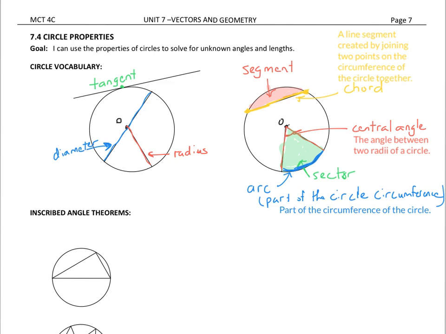Now we're going to actually start with the theorems that we're going to be talking about. And one of the things we need to talk about are inscribed angle theorems. There are three different inscribed angle theorems we're looking at, but first we're going to define what an inscribed angle is. And I'll do that on the next slide here.